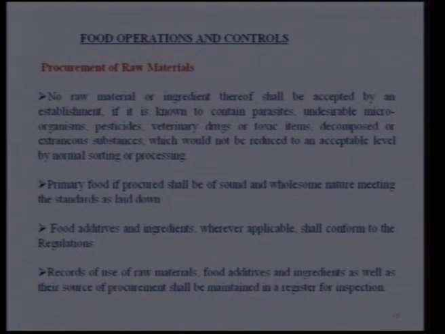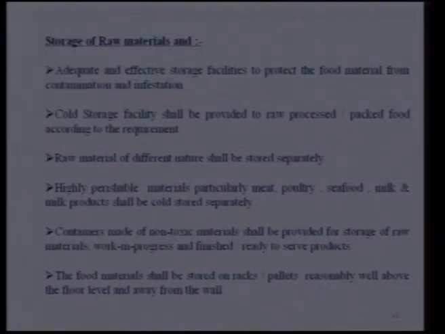This should be tested properly before use. Storage of raw materials is also important, because contamination may take place in the storage place. So raw materials should be properly stored. They should be protected from pests, insects and rodents, and wherever necessary, cold storage facility should be provided for unprocessed or processed foods. As I already mentioned, for milk, there should be cold storage facility even after processing.